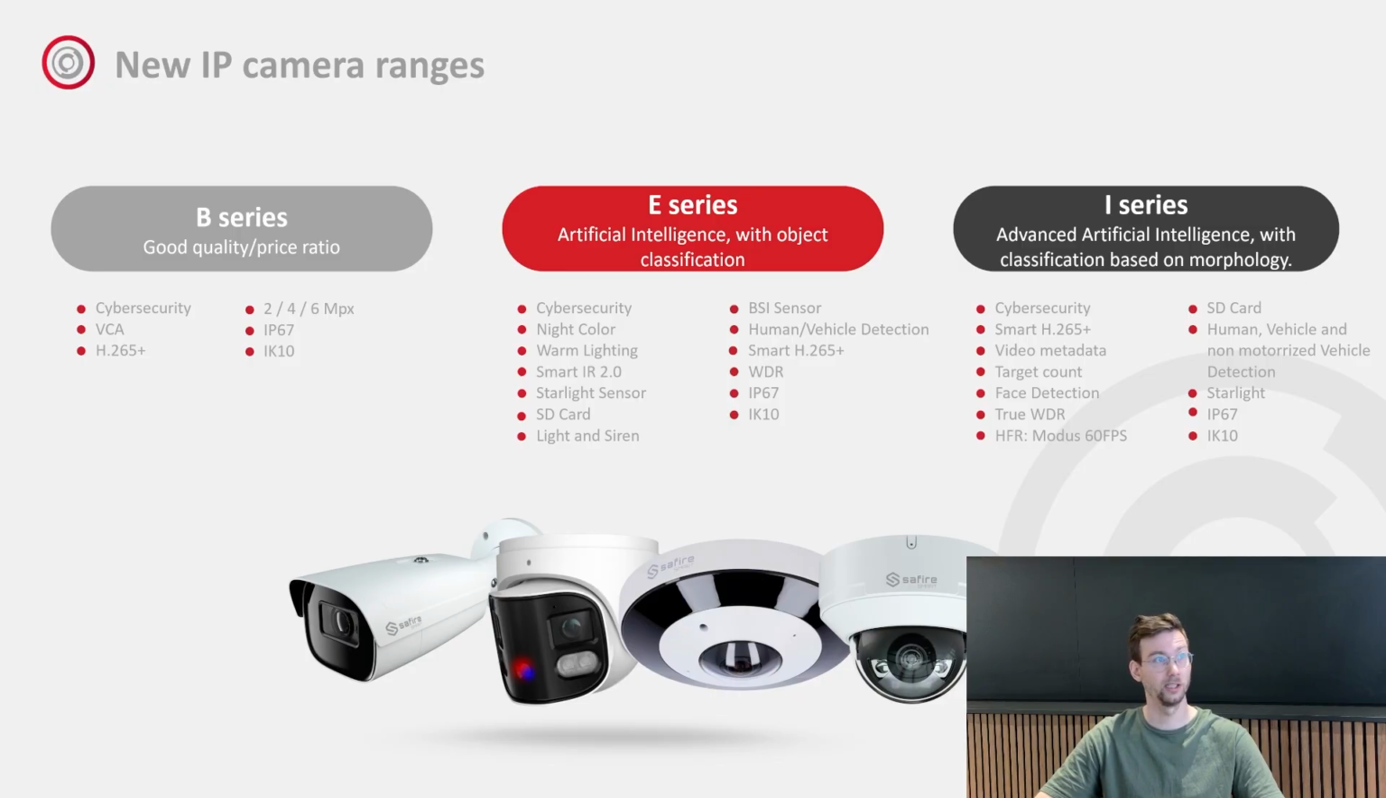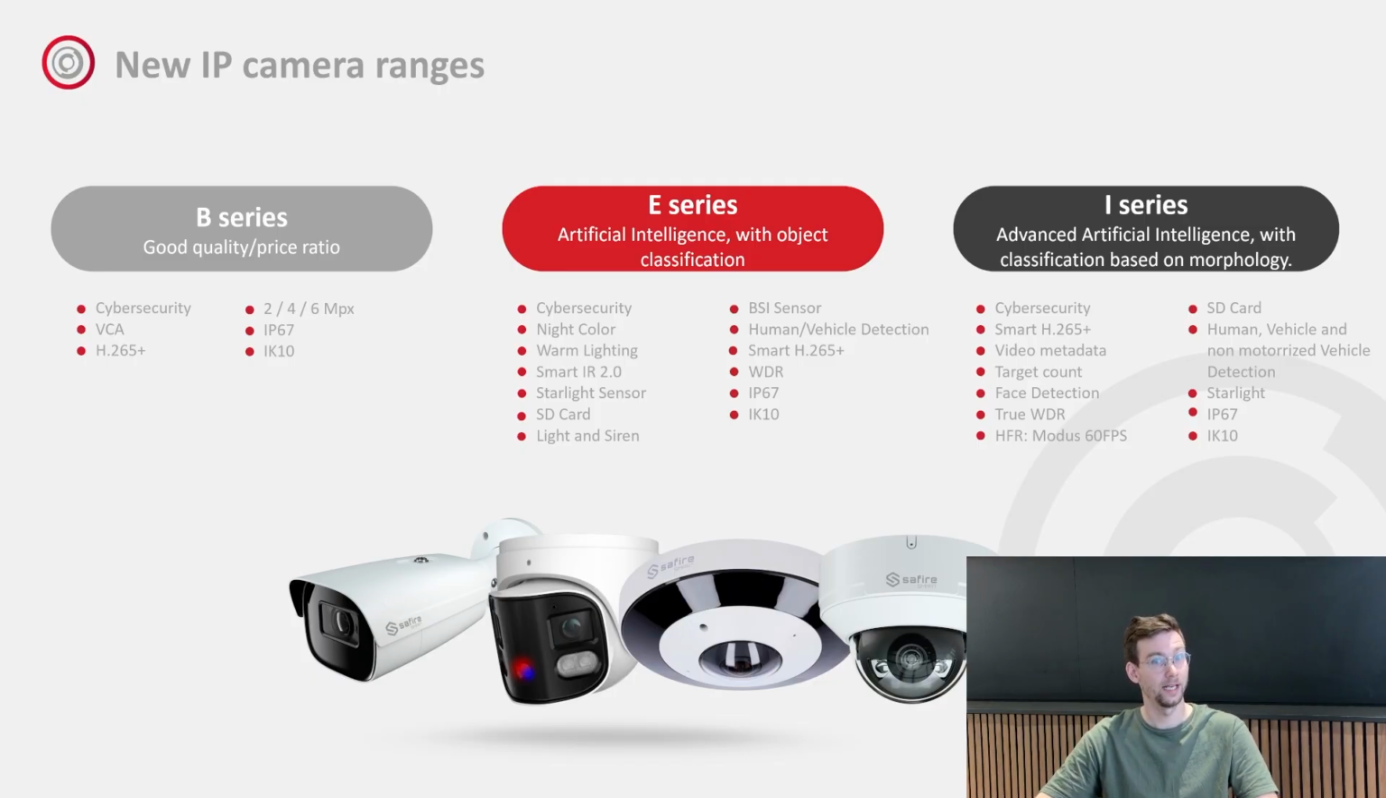Then in the middle, we have the E series. This E series already has some AI integrated, so we can classify objects. As it says in the slide, we can identify if it's either a human or a vehicle. So it's not just classic motion detection where every little pixel change gives us an event or an alarm. We can say, hey, we just want a human detected or a vehicle detected. So therefore, the E series.